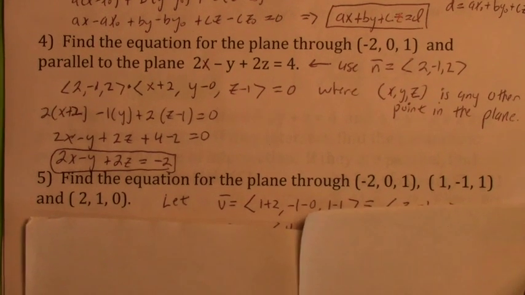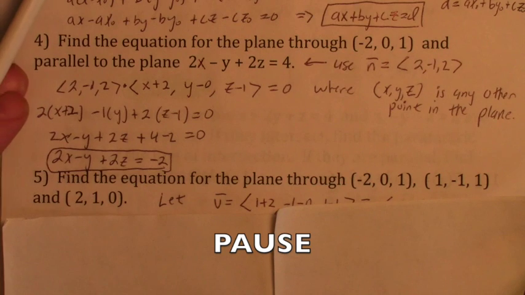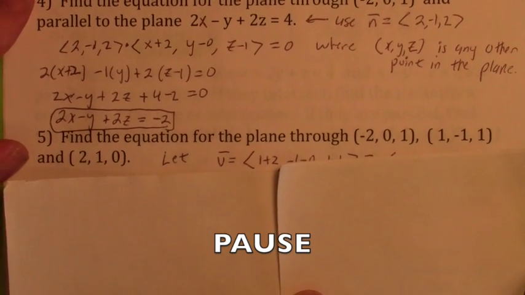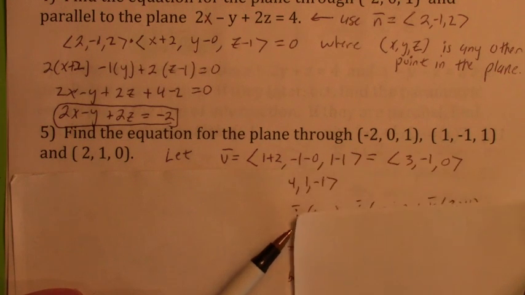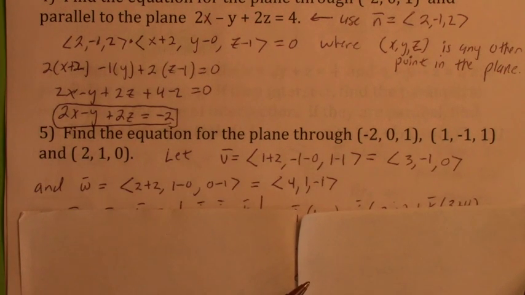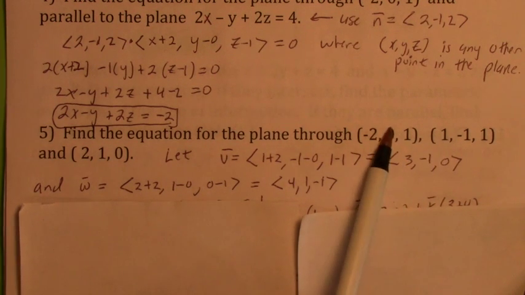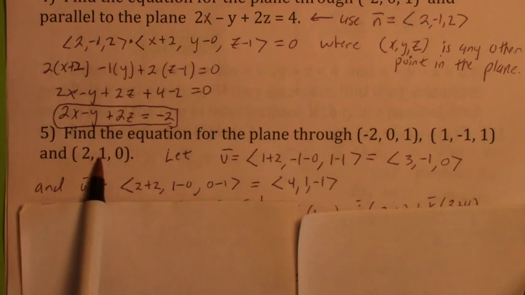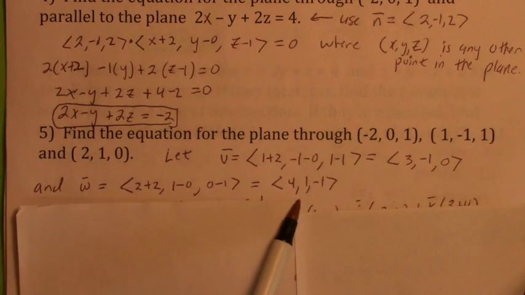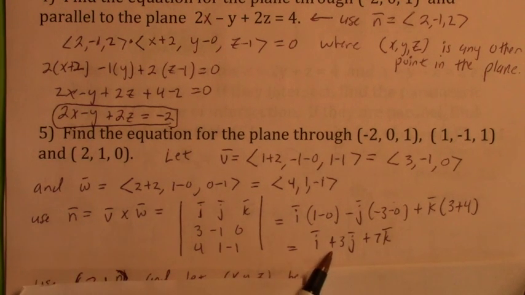How about this? See if you can do this one. Find the equation for the plane that goes through these 3 points. Hit the pause button and try this one. Okay, you need two vectors that you can cross, and the way you can form the two vectors, if you take this point minus this one, you can get one vector. And then if you take these coordinates minus the first coordinates, you get the second vector. So you got two vectors. Look at the cross product. I get i minus 3j plus 7k.